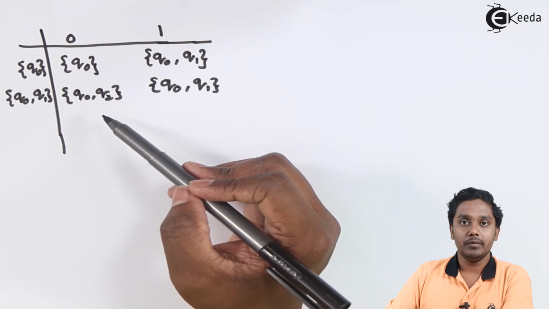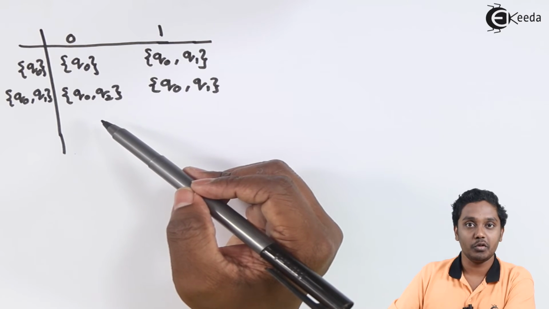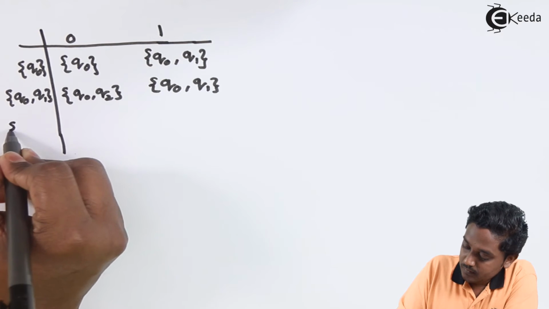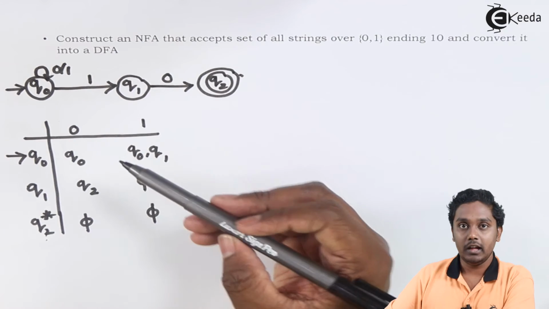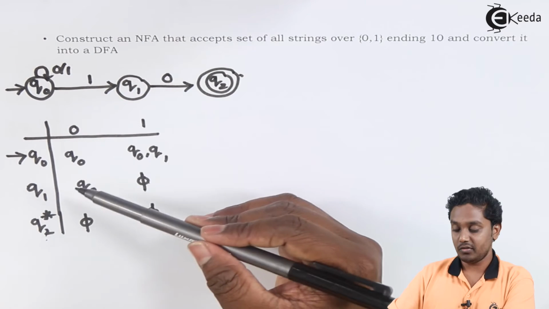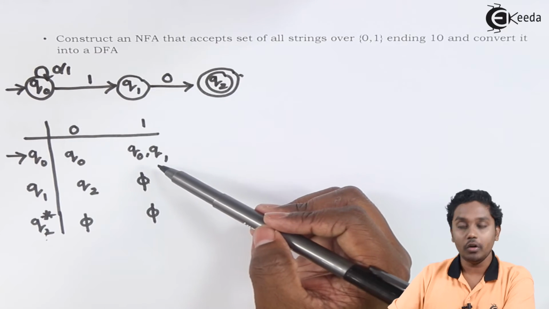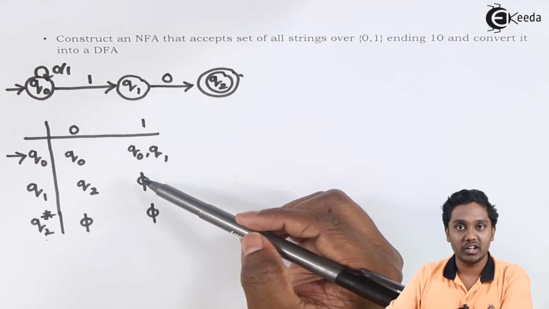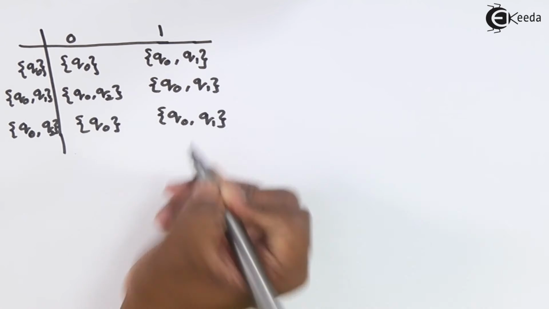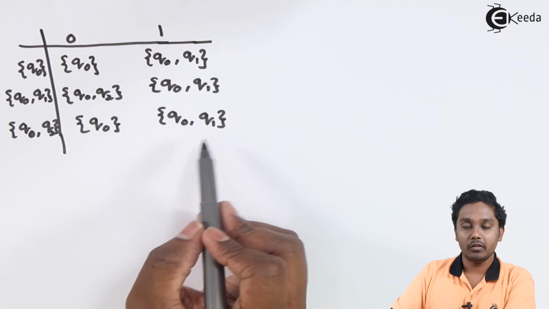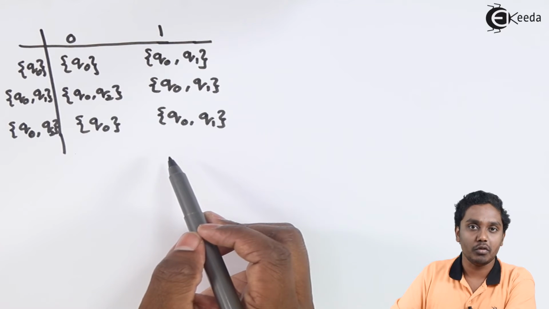As we can see in the table, we have encountered one more new state, Q0, Q2. Now we will add an entry for Q0, Q2. In the NFA table, Q0, Q2 has a transition to Q0 and null on 0, and Q0, Q1 on 1. We will add this information to our DFA table. As you can see, there are no new states. We can terminate our process of creation of the DFA table. Now let us try to draw the DFA.